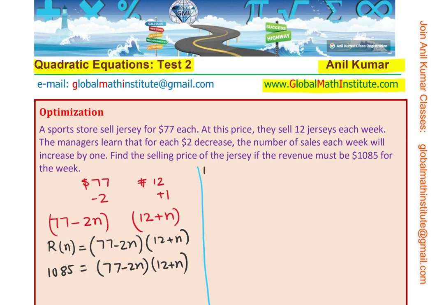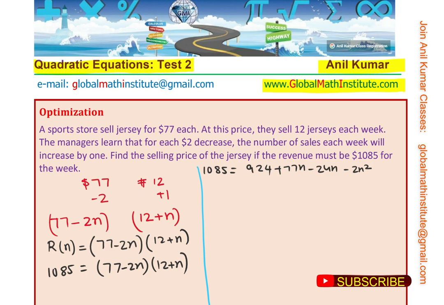So we have 1085 equals 77 times 12. So let's write down the quadratic equation, right? Which is 924. I'm just expanding, right? Plus 77n minus 24n, and 2 times this will be minus 2n square.